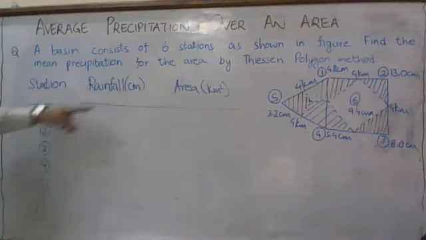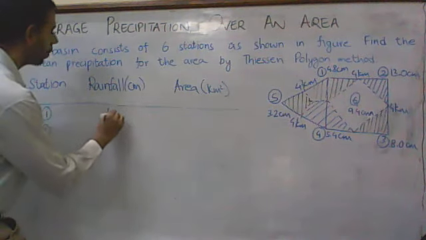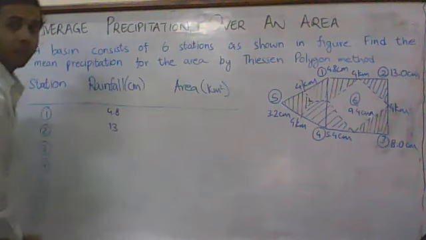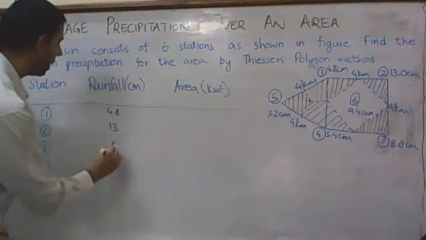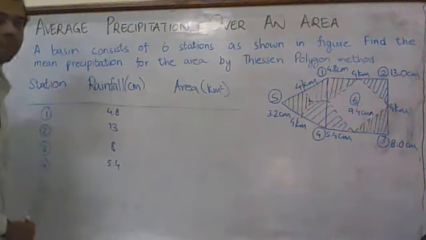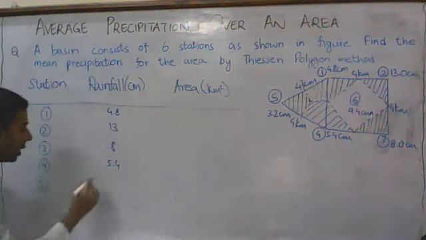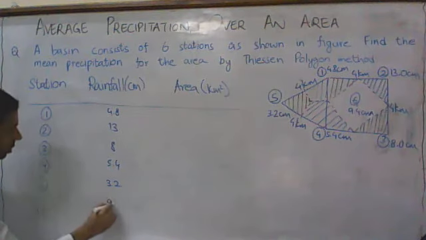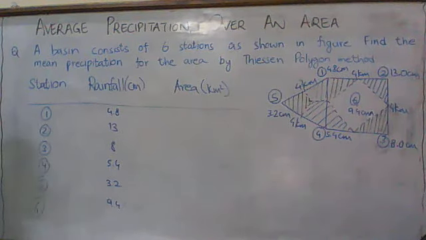Now, rainfall values at each station are also given. At station 1, it is 4.8. At station 2, it is 13. At station 3, it is 8. At station 4, 5.4. At station 5, 3.2. At station 6, 9.4. So these are the values of rainfall at each particular station.